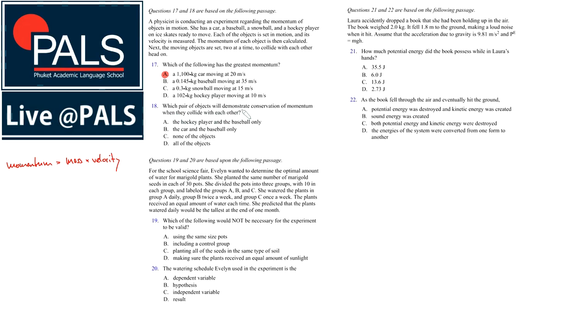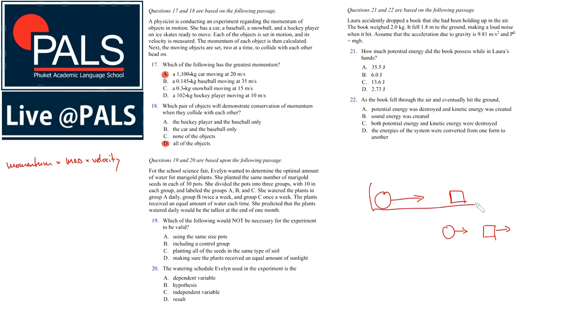Which pair of objects will demonstrate conservation of momentum when they collide with each other? The hockey player and the baseball only, the car and the baseball only, none of the objects, all of the objects. Now, whenever two objects collide, the momentum might be transferred from one object to the other. So we can have one object that rolls towards another object that is stationary. When the objects collide with each other, then both of them might move in the same direction.